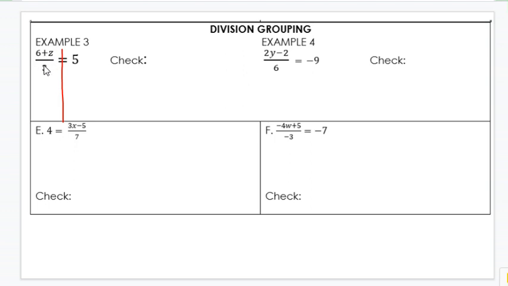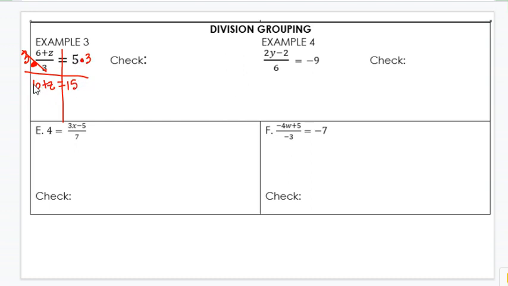So when there's a grouping symbol in a fraction bar, you want to get rid of the denominator first by multiplying by the reciprocal. So multiply by 3 would be the opposite of dividing by 3. And again, what we do on one side, we're going to do on the other. So we're going to multiply by 3 over there. So we're left with 6 plus z equals, and 5 times 3 is 15.